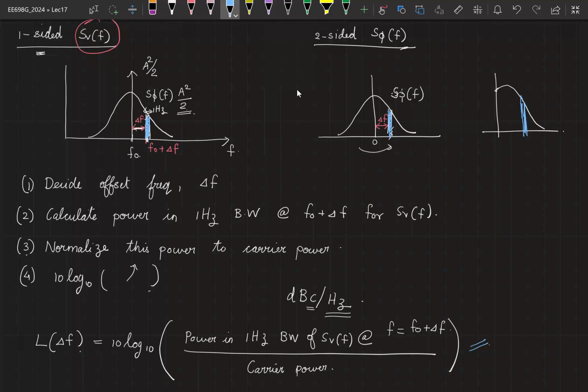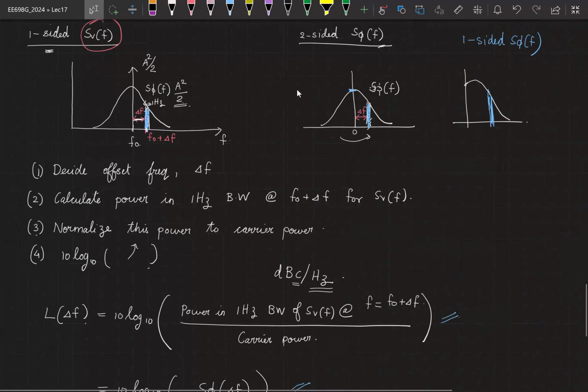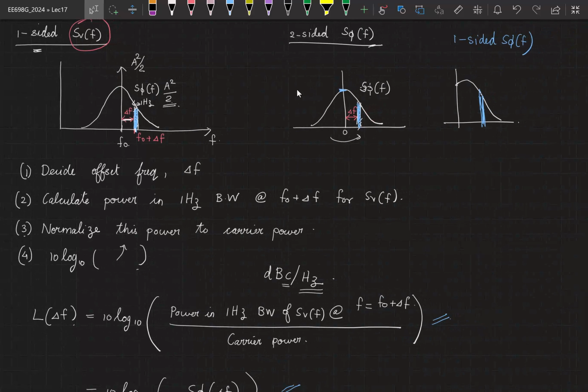So this is a two-sided S phi of F. Let's say this is my one-sided S phi of F. How do I get the one-sided S phi of F? By folding it and adding, right? Which means the magnitudes here are going to be double. Right? So you need to have the two-sided. So this is a very important concept. Take a minute and see if you have any questions. Feel free to discuss.